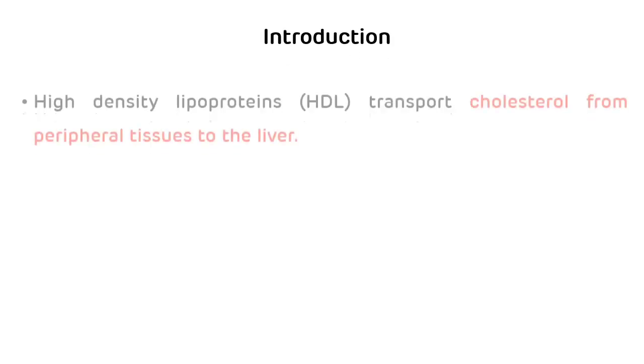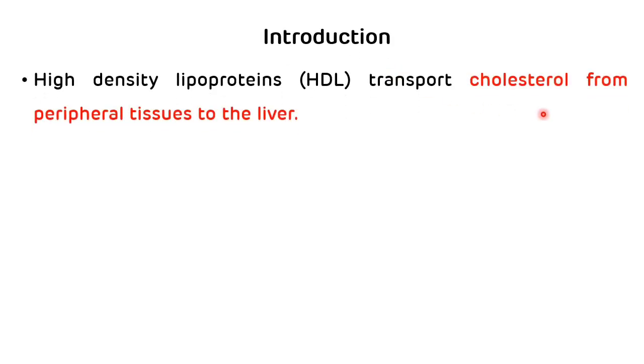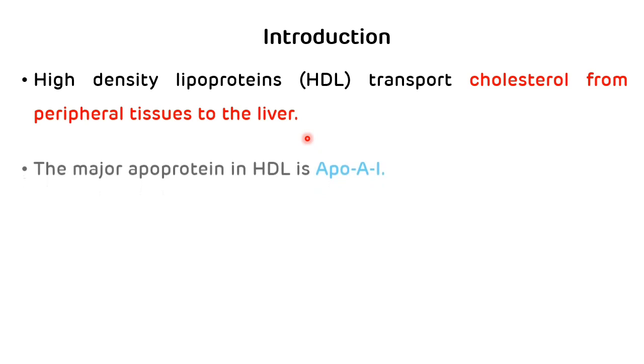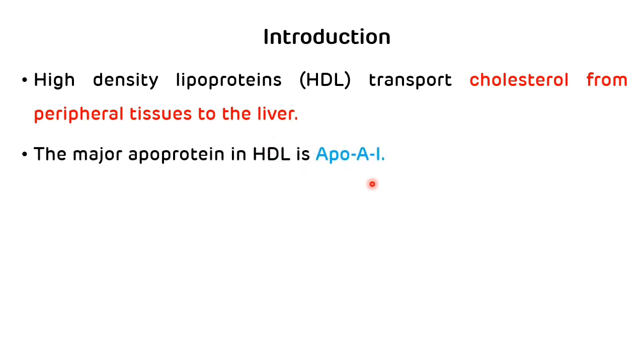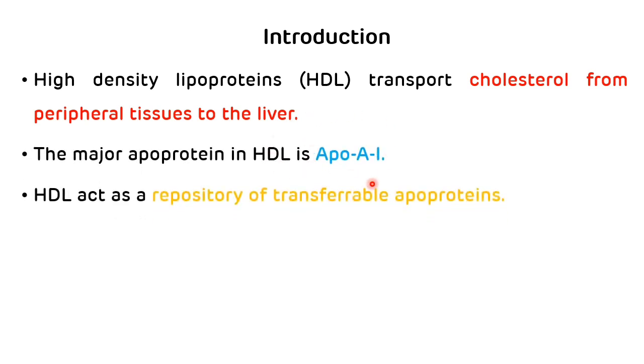First we will see the introduction of high density lipoprotein. High-density lipoproteins transport cholesterol from peripheral tissues to the liver, and the major apoprotein present in the HDL is apoprotein A1. HDL acts as a repository of transferable apoproteins. So that is regarding the introduction of high-density lipoprotein.